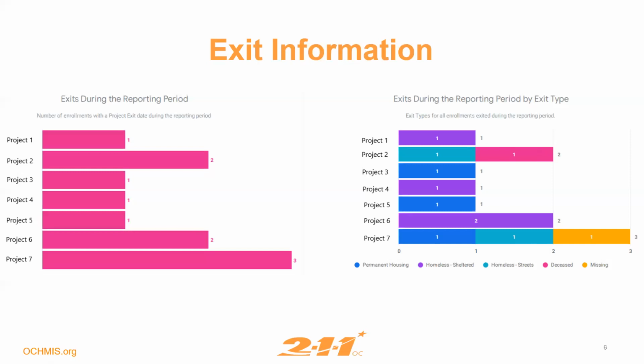I see a chat comment for rapid rehousing. Right now, rapid rehousing is included under the permanent housing exit, since that's technically what that is. But we could separate that out if that's something that's useful to the group.